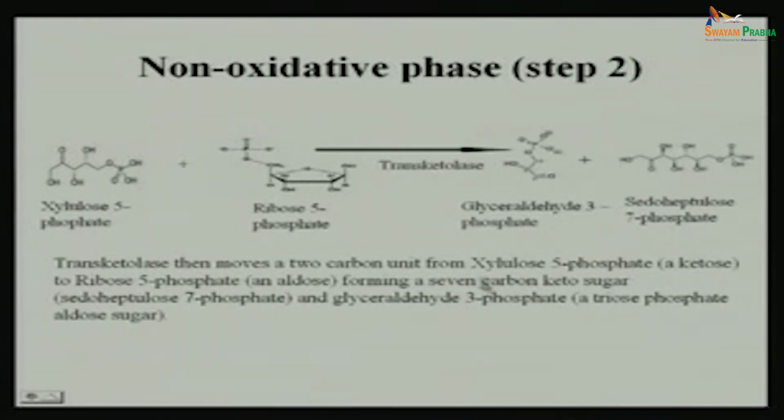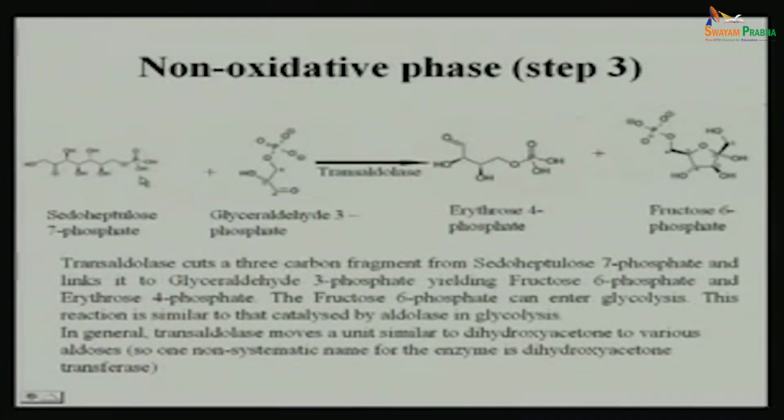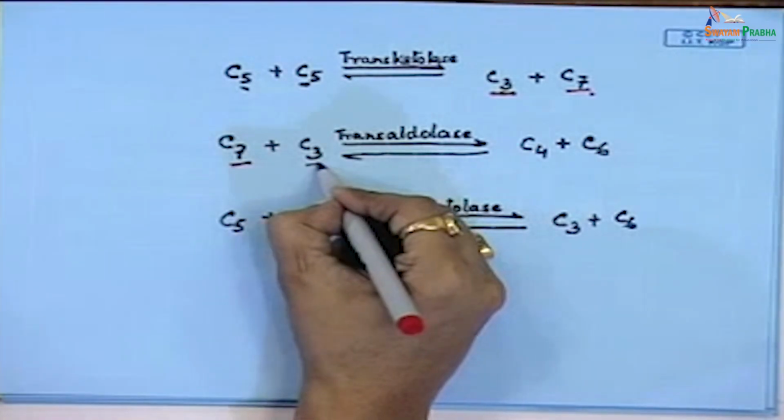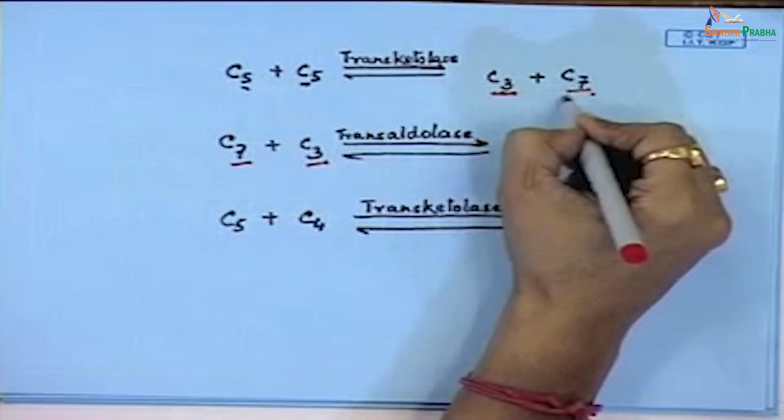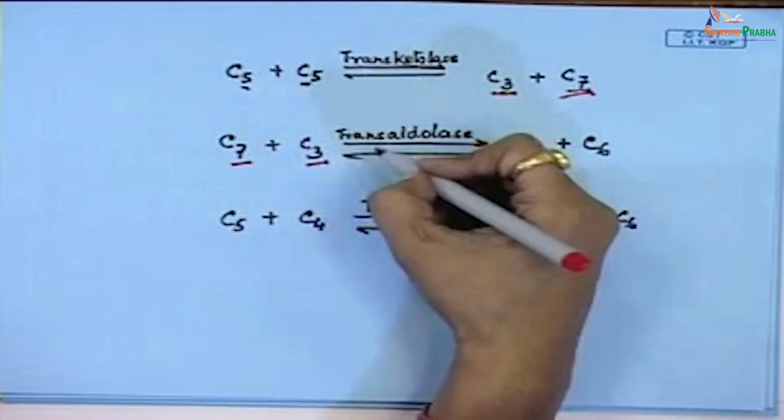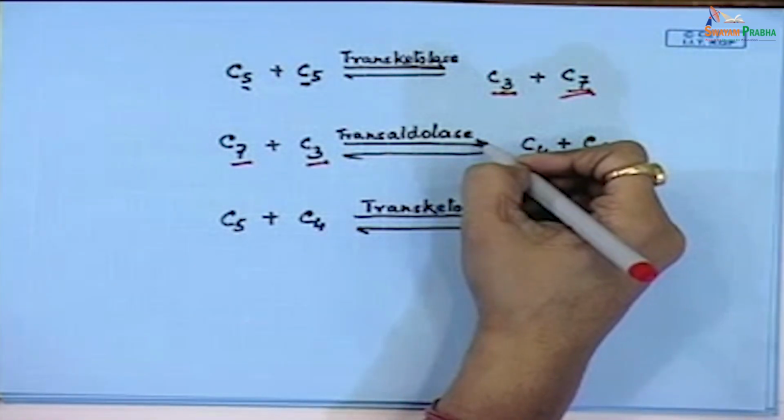Now, in the third step, this 7-carbon sugar and this 3-carbon sugar which is produced in this step undergo the transaldolase reaction.